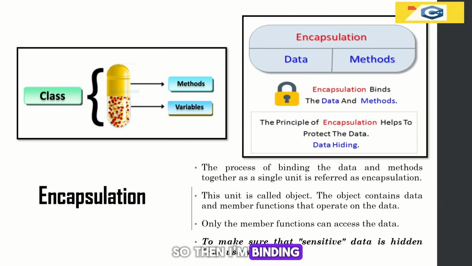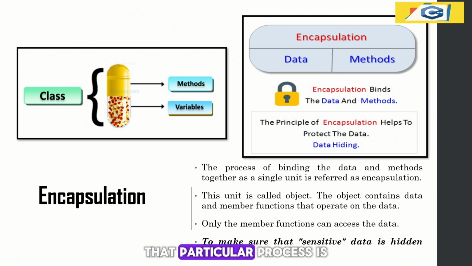When I am binding the data together inside a particular class, it helps us to hide the data. It helps us to maintain the integrity of the data. It enhances data hiding. With the help of this, we can hide sensitive data from the user, because we are keeping the data and methods together into a single unit. That particular process is called encapsulation.